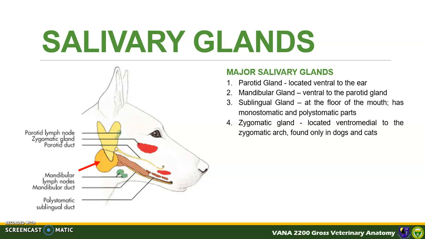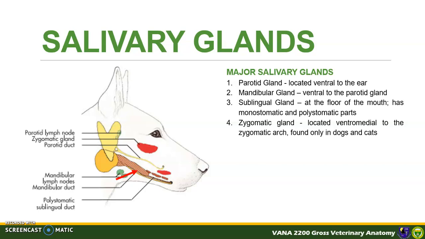The mandibular gland is an ovoid body lying largely between the linguofacial and maxillary veins, just caudal to the angle of the mandible. While the sublingual gland is composed of two, we have the monostomatic and the polystomatic. In monostomatic sublingual gland, all the secretions enter the oral cavity via one opening, the sublingual caruncle located adjacent to the rostral lingual frenulum. The polystomatic sublingual gland is composed of 6 to 12 lobes and releases their secretion by several ducts.